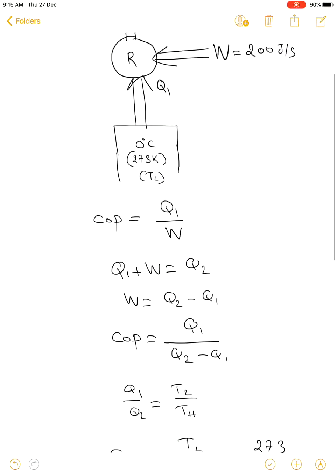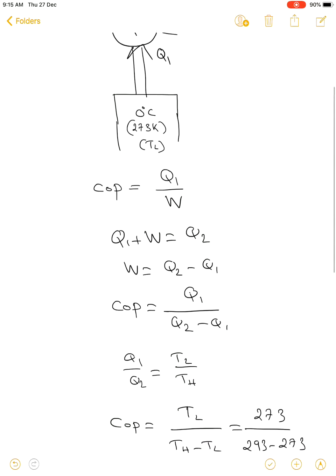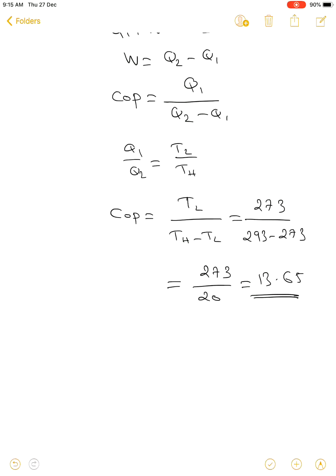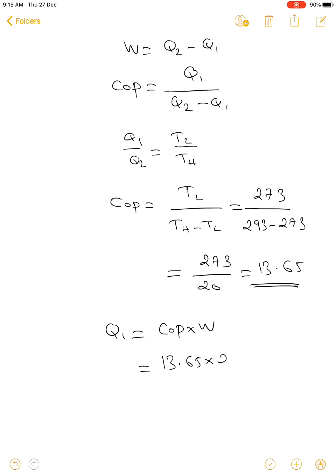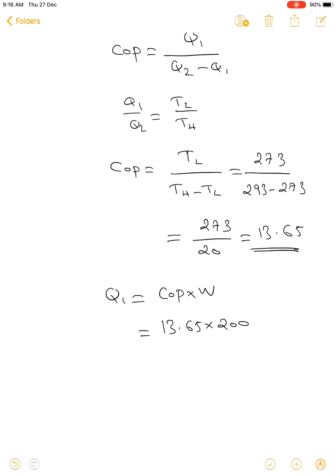Now by using this we can find out what about the value of Q1. So the value of Q1 will be equal to COP into W. So COP is 13.65 and work done is 200 joules per second. So the amount of heat energy removed per second will be equal to 13.65 into 200. That will be around 2730 joules.